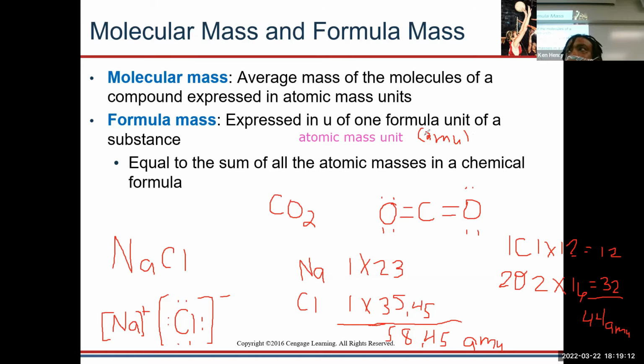No, atomic mass number is different. Atomic mass number is you're making reference to the mass number. It's different, remember?